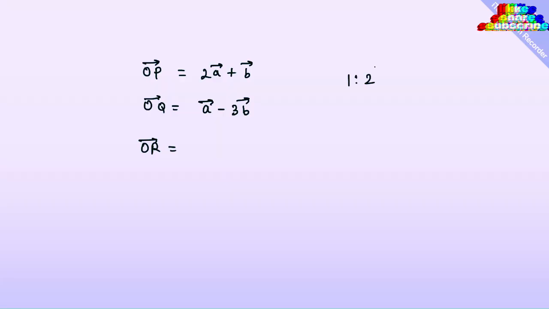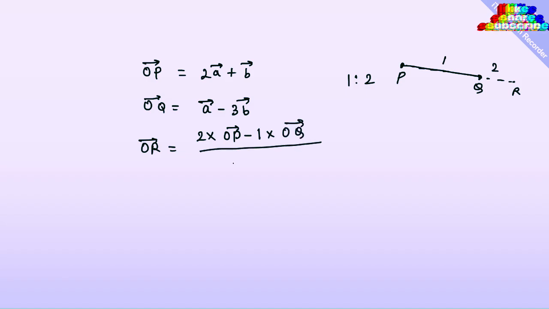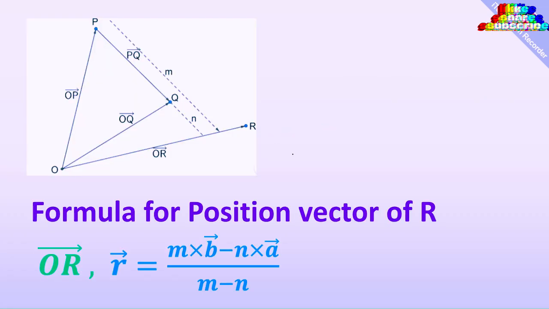So R divides P and Q in the ratio 1:2, and this is external. This is point P, this is Q, and here is R. So with the ratio 1:2, we get 2 times OP vector minus 1 times OQ vector, over 2 minus 1. This is the formula we get from the previous formula.